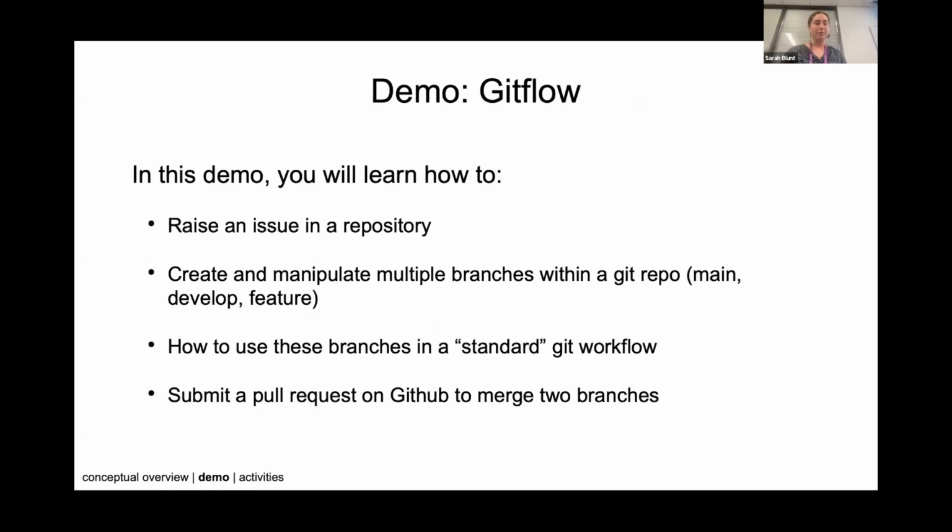So now we're going to do a little demo of Git flow. I'm going to do a couple things. I'm going to raise an issue in a repository. This isn't necessarily specifically related to Git flow, but it's a good thing to know how to do. We're then going to create and manipulate multiple branches within a Git repository: main, develop, feature. Then I'm going to demonstrate how to use these branches in a standard Git workflow, and then submit a pull request to merge two branches.